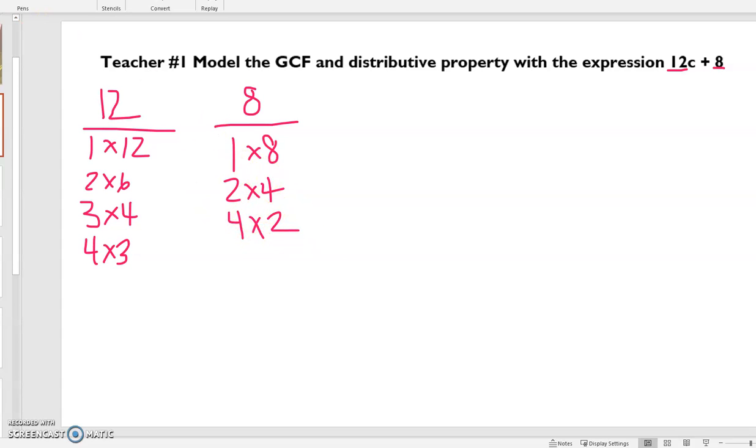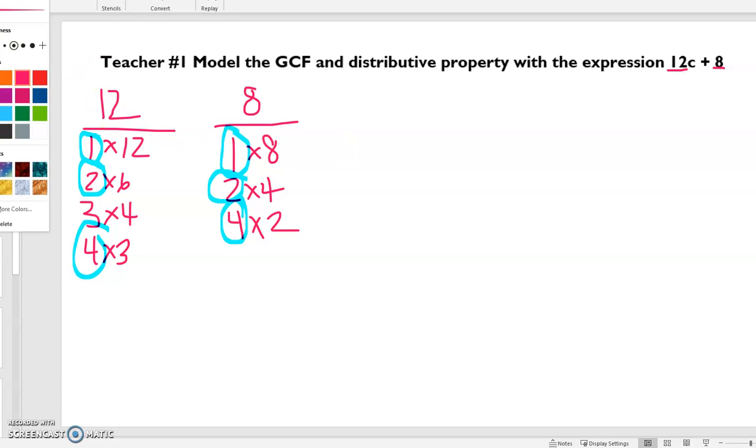Again, that's my flip. To find the greatest common factor, the next thing I'm going to do is circle things that are in both lists. So 1 is in both, 2 is in both, 4 is in both, and nothing else is shared between 12 and 8.